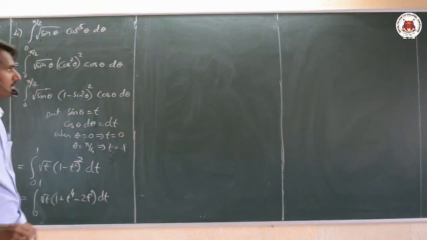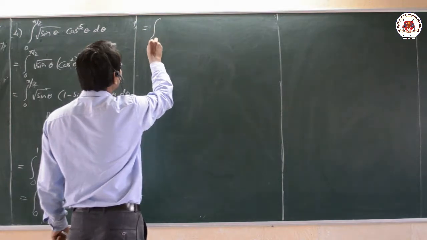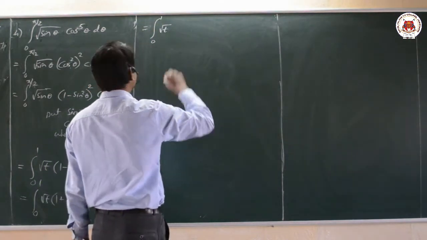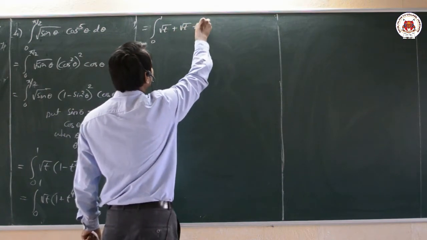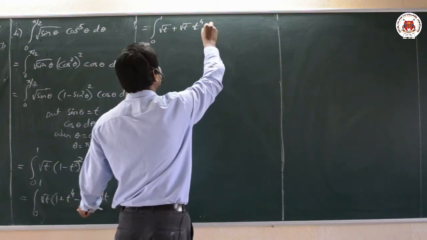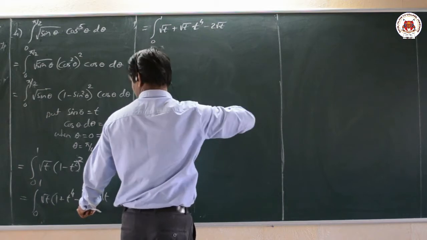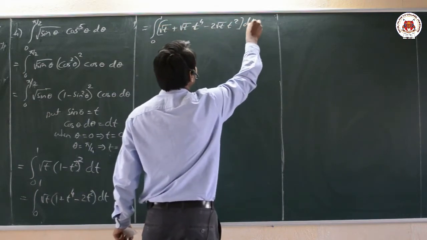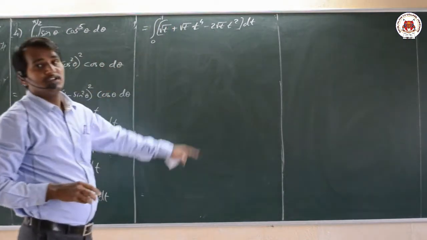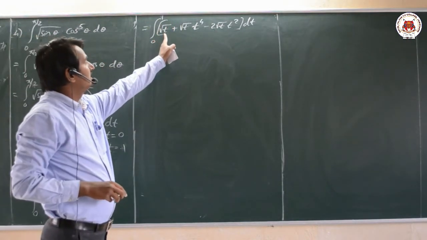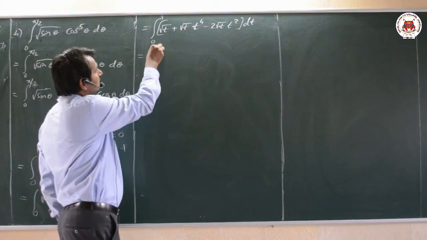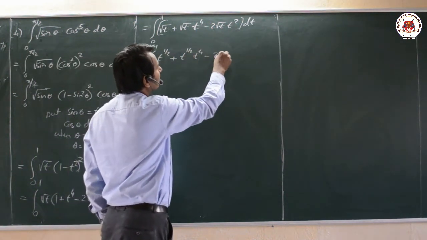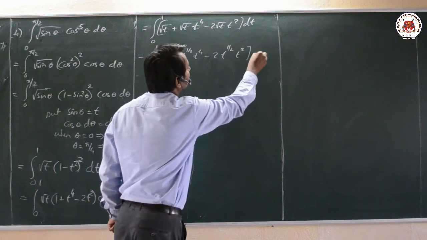Now you multiply it by root t. That is nothing but 0 to 1, root t into 1, plus root t into t raised to 4, and then again minus 2 into root t into t square, dt. Now you can multiply it. So I will simplify here: 0 to 1, t raised to 1 by 2 plus t raised to 1 by 2 into t raised to 4 minus 2 t raised to 1 by 2 into t square, dt.